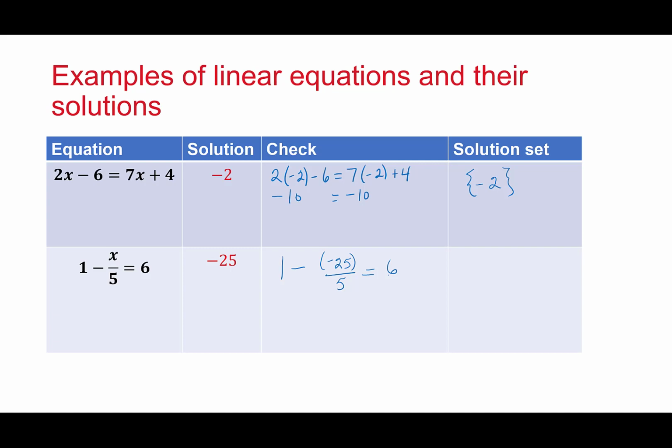Negative 25 divided by 5 is negative 5. So this becomes 1 minus negative 5. Is that equal to 6? And that's true, right? And that's really 1 plus 5, or 6, equals 6. So the negative 25 gave us a true statement. Therefore, the solution set consists of the number negative 25.